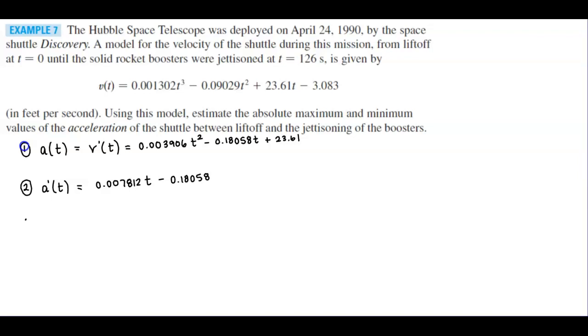So now we're going to set this derivative of the acceleration function equal to 0. So we have 0.007812 t minus 0.18058, and we're going to set that equal to 0. So if we want to solve for t, it's going to equal positive 0.18058 divided by 0.007812, and that gives us a value of 23.12.